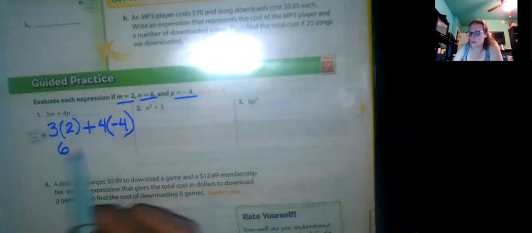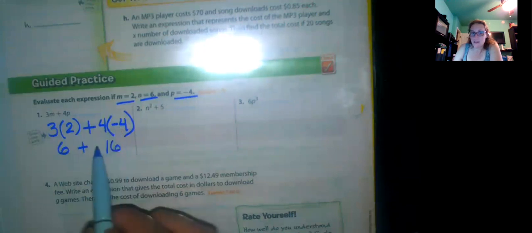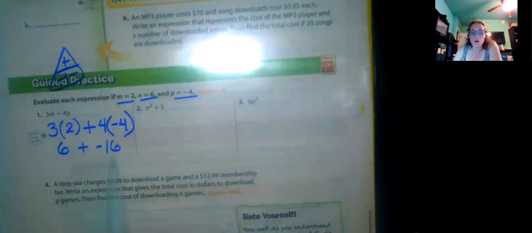Okay, so now we're looking here. They tell us what M is, what N is, and what P is. There you go. Okay, so you have 3 times 2, because remember 3M tells us to multiply, plus 4 times P, which is -4. And again, we're multiplying because 4P is multiplication. So 3 times 2 is 6. 4 times 4 is 16. And a positive times a negative is a negative. Don't forget your triangle when you're multiplying, okay? Positive and negative equal a negative. Now we're ready to add or subtract.